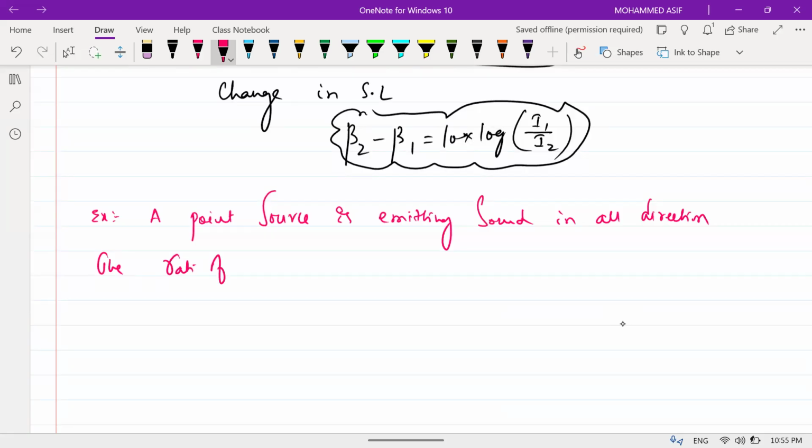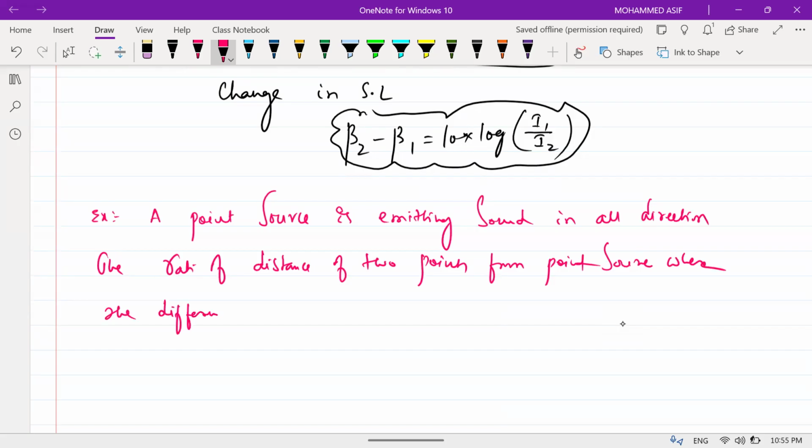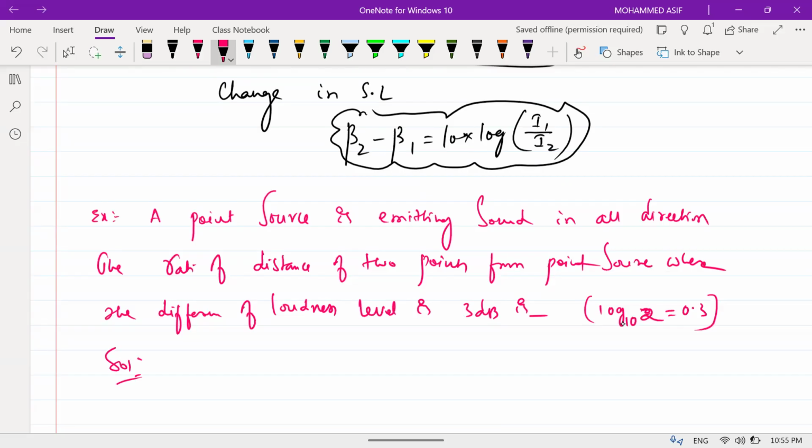The ratio of distance of 2 points from the point source, where the difference of loudness level is 3 decibel, is? In the bracket, log base 10 of 2 is equal to 0.3. That is given for me. Sure, try to do it.